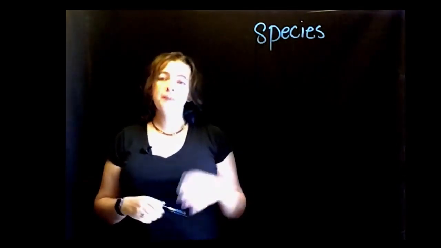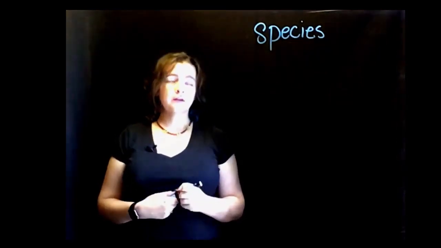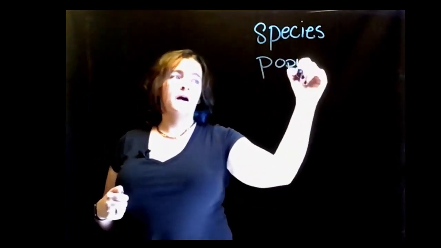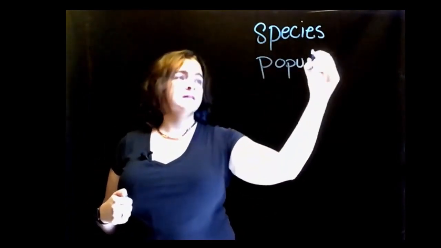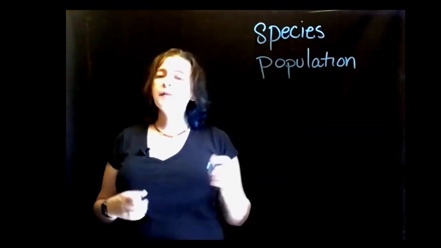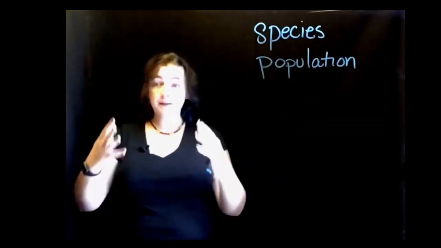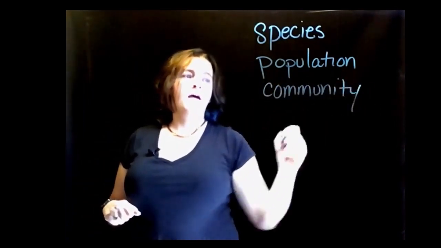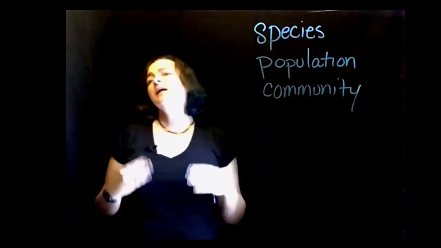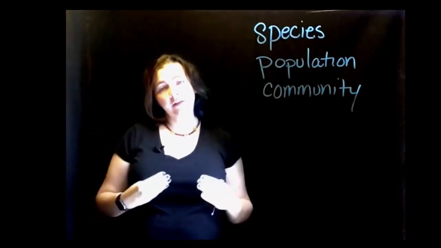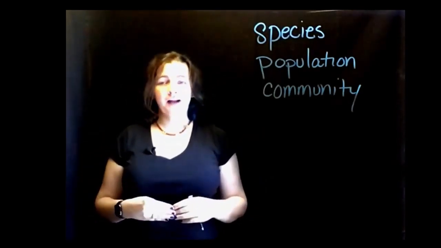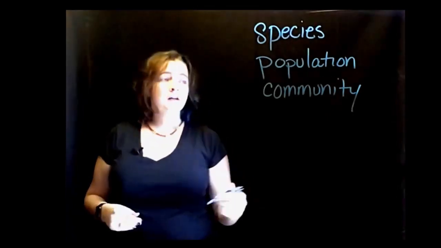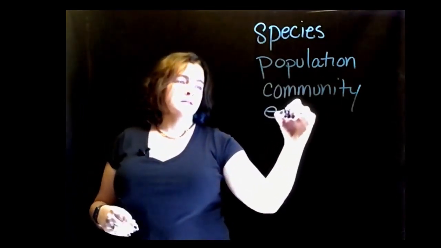When we group a bunch of species together, it's called a population. So a population is simply a bunch of the same species living together. And then when we take a bunch of different populations and put them in the same area, we're now looking at a community. And then when we take a bunch of communities, put them together, and also include the abiotic factors or the non-living factors such as water, soil, weather, you're looking at an ecosystem.